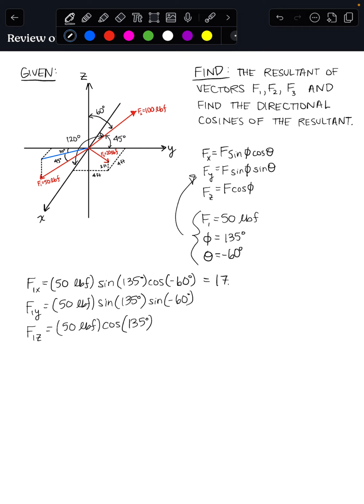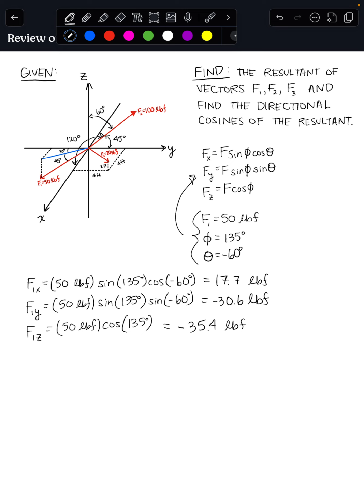gives me 17.7. We're still in pounds. Okay, and then if I do 50 sine 135 times the sine negative 60, that gives me negative 30.6 pounds. And finally, for the z component, we got 50 times the cosine of 135 gives me negative 35.4 pounds.